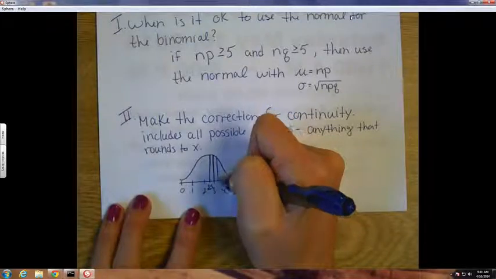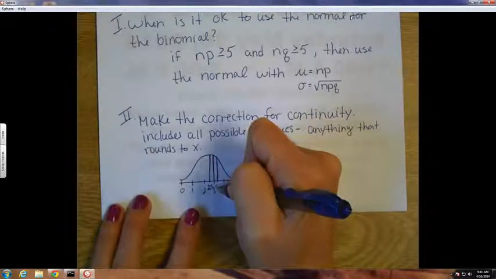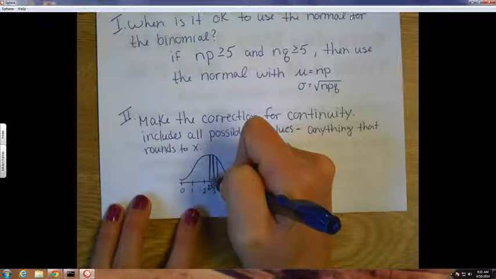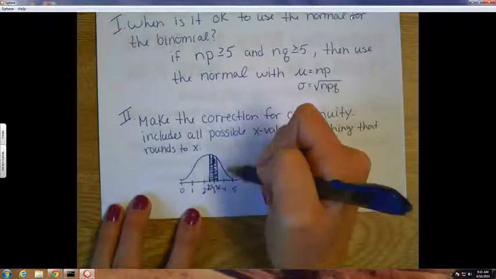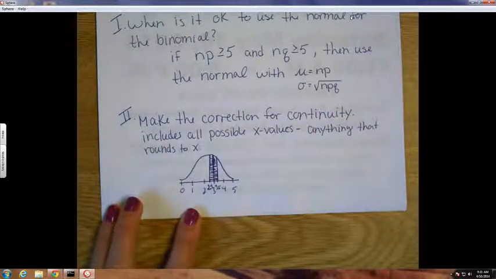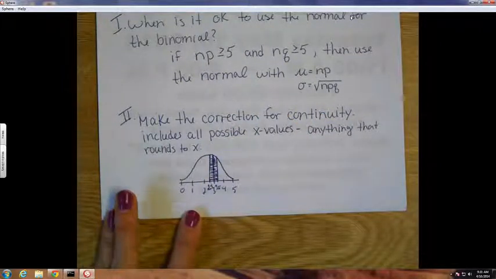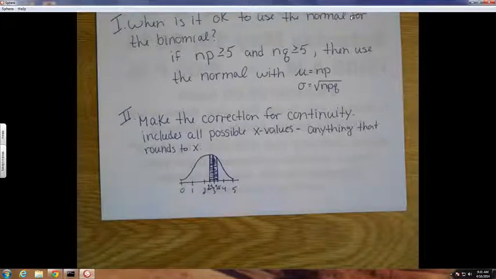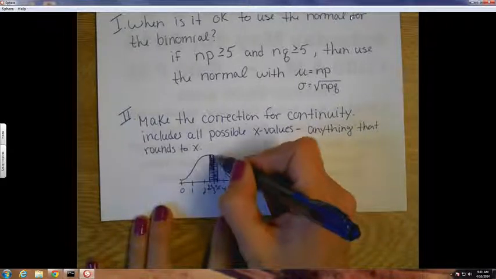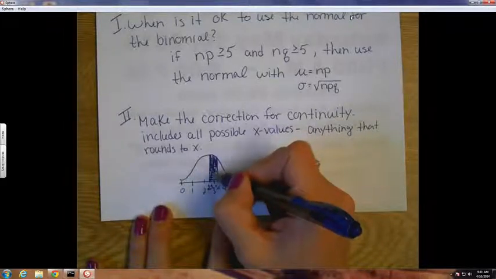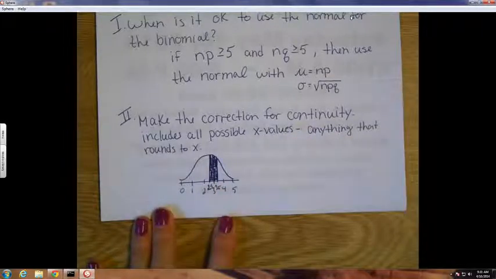So if I just put the bar there, 3.5, my 3 now becomes this area on the normal curve. Now I do have a left edge and a right edge. That's called making the correction for continuity, is including anything on the normal graph that rounds to my x value. So we're going to practice this, a whole bunch of these, until you get it. So now I've got a shaded region. So I'm turning a whole number into a shaded region on the normal graph.